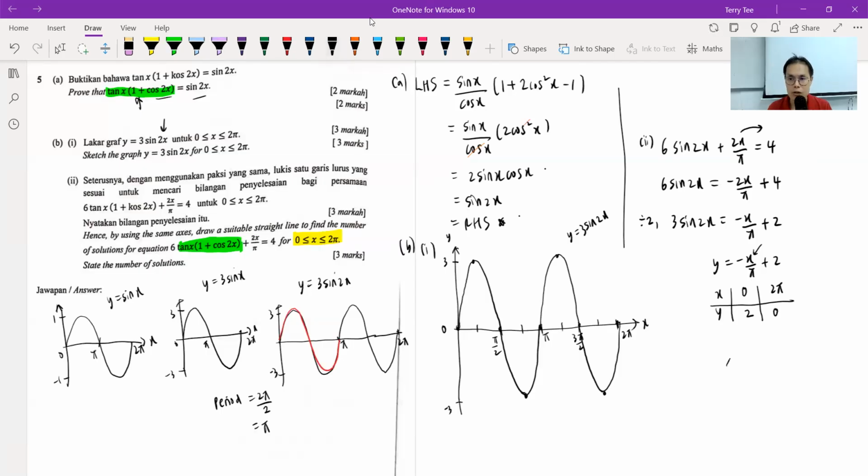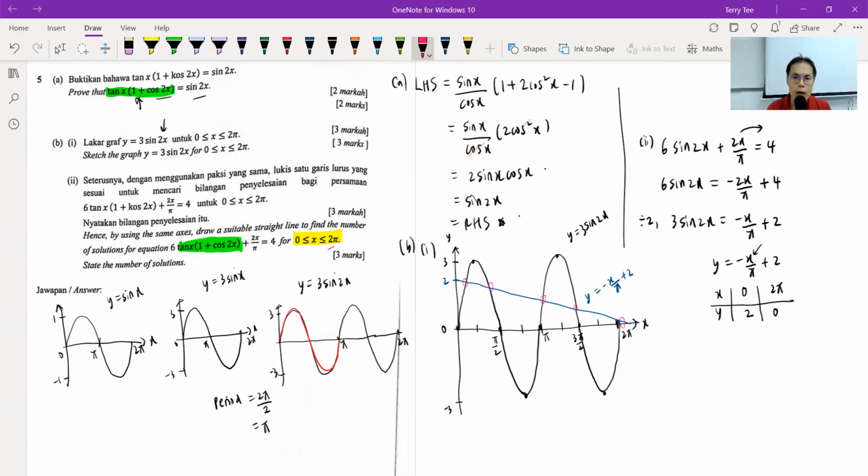Okay, so I've got these 2 points. So I'm going to draw this on the same axis. Let's start with 0, 2. 2 is around here, and 2 pi, 0 is around here. Draw a straight line. Okay, y equals negative x over pi plus 2. Now we can see from the graph that they are 1, 2, 3, 4, 5. You do include 2 pi because the graph does include 2 pi itself, right?